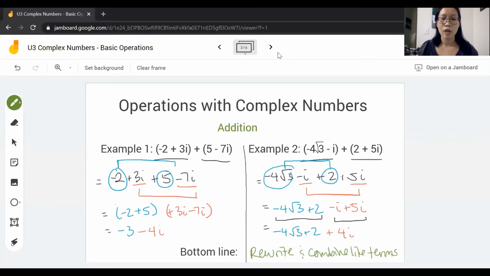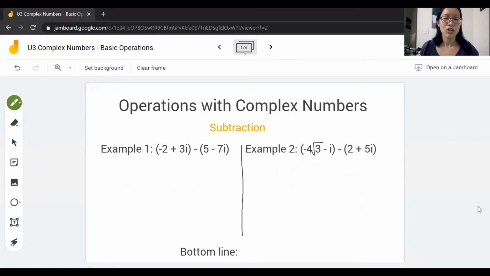Let's take a look at subtraction. Subtraction is very similar to addition, but you just have one extra step to do. I'm using the same numbers as we had before. With subtraction, I just rewrite my first term like we did with addition, but then with my negative, it's like I have a -1 multiplying this entire expression, so I have to distribute that. So -1 times 5 is -5, and then a -1 times a -7i makes 7i. So as you notice, the net effect is that our signs are now opposite of what they were.